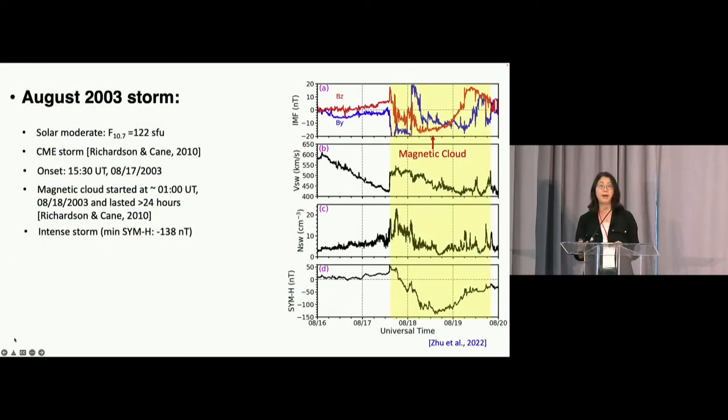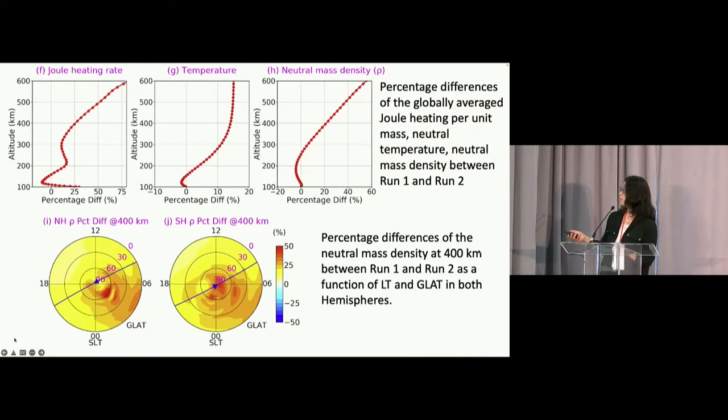Next, we apply this model to an event study, the August 2003 storm. In this particular storm, Dst goes down to almost minus 150 nanotesla. So it's a magnetic cloud event, and we see how the soft particles impact the energy input and the neutral density. Here it just shows the percentage difference of the Joule heating per unit mass, globally averaged, when we use the Maxwellian distribution instead. So this roughly represents the impact of the soft particle precipitation.